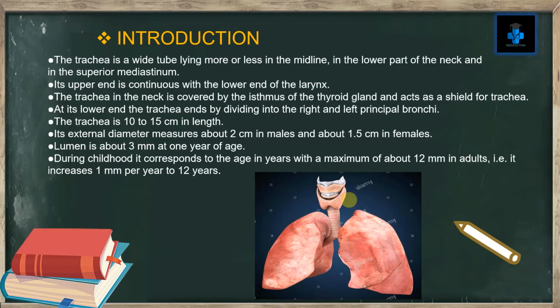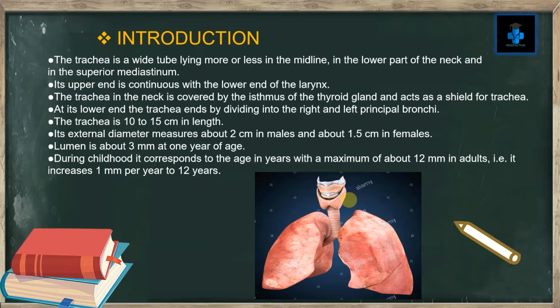Introduction. The trachea is a wide tube lying more or less in the midline, in the lower part of the neck and in the superior mediastinum. Its upper end is continuous with the lower end of the larynx. The trachea in the neck is covered by the isthmus of the thyroid gland, which acts as a shield for the trachea. At its lower end, the trachea ends by dividing into the right and left principal bronchi.